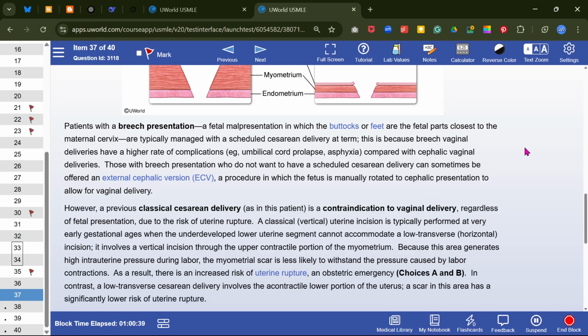Patients with breech presentation, a fetal malpresentation in which the buttocks or feet are the fetal parts closest to the maternal cervix, are typically managed with a scheduled cesarean delivery at term. This is because vaginal deliveries have a higher rate of complications, umbilical cord prolapse, asphyxia, compared with cephalic vaginal deliveries. Those with breech presentation who do not want a scheduled cesarean delivery can sometimes be offered an external cephalic version, a procedure in which the fetus is manually rotated to cephalic presentation to allow for vaginal delivery.